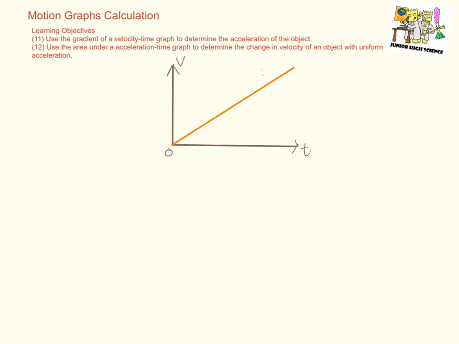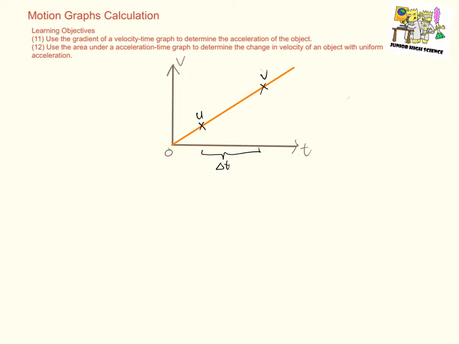Say we are looking at an initial velocity here, I'll label it as u, and a final velocity here, I'll label it as v. And this takes place across a certain time interval. So let's see what happens if we take the gradient of this velocity time graph.